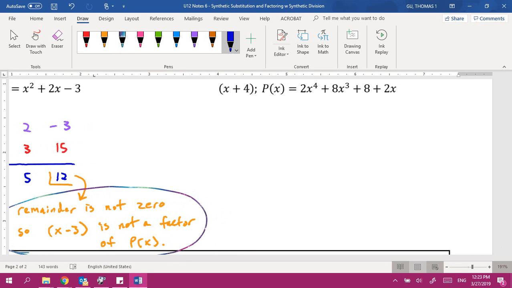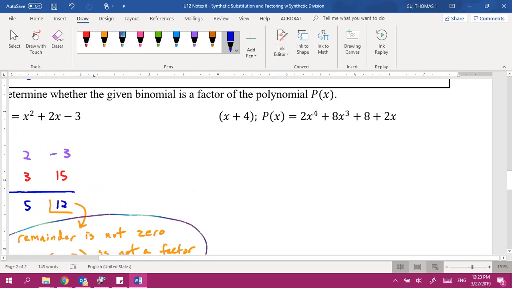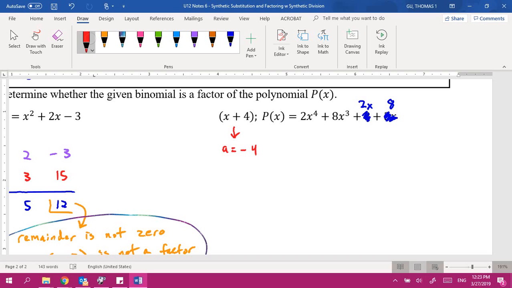All right. So same thing. We're gonna check if x plus 4 is a factor. So we're gonna do synthetic division and see what the remainder is. What is a here? Negative 4. That's right. With this polynomial, what do I need to do? Put it in standard form. How would I do that? Switch the 2x and the 8. Right. Those are the only two that are in the wrong order. So plus 2x plus 8. There we go.